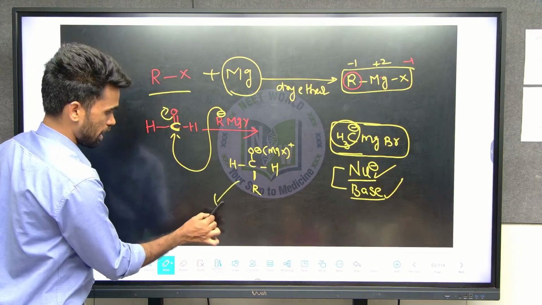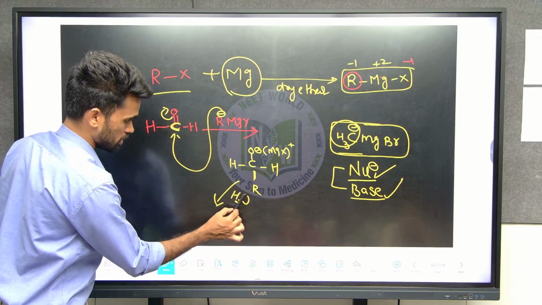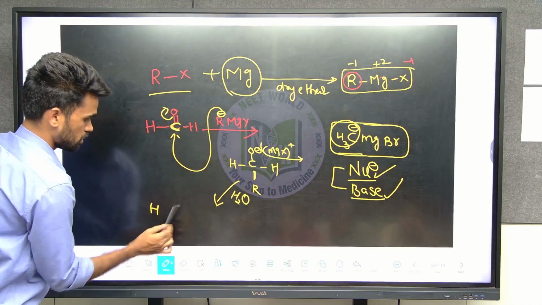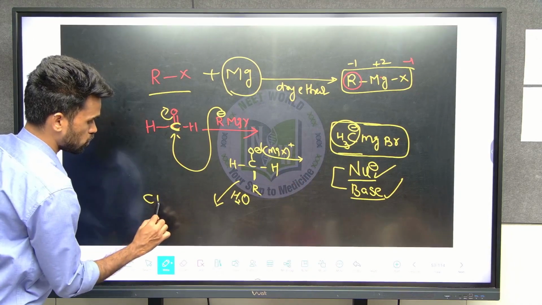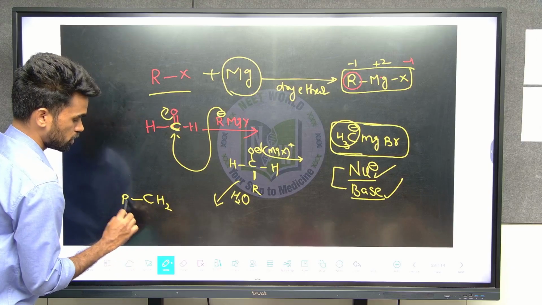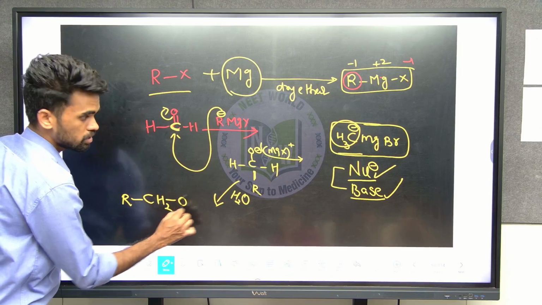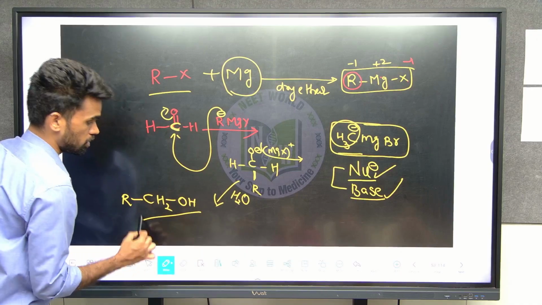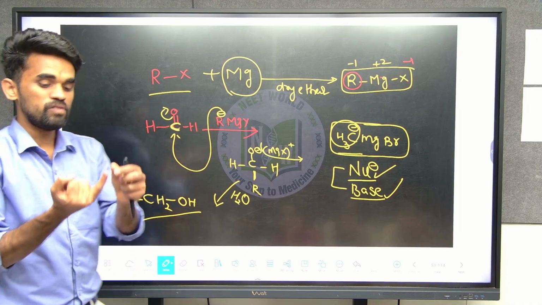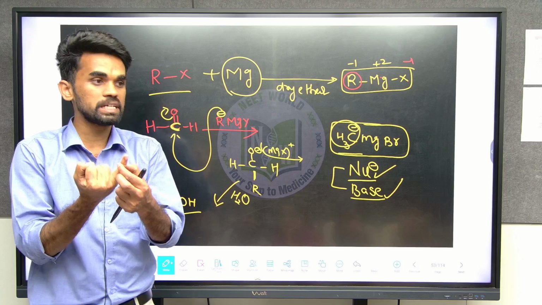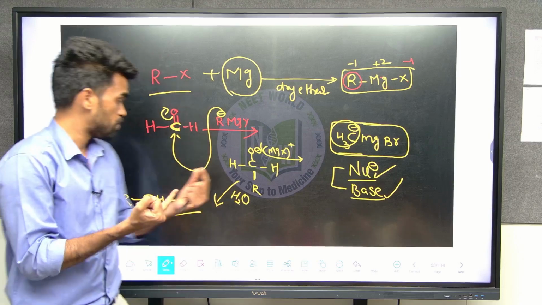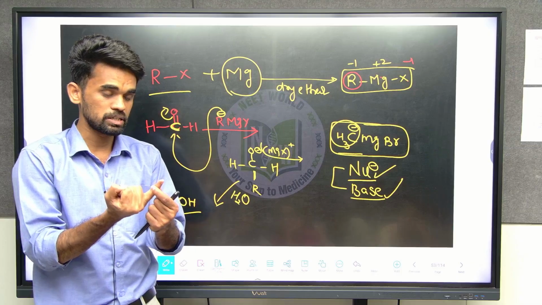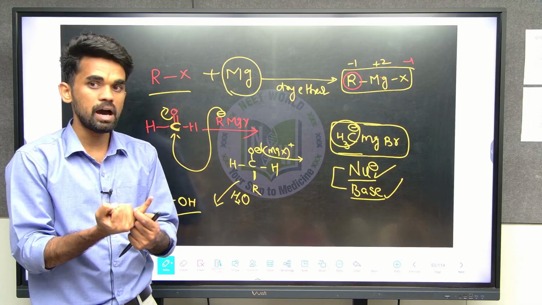Okay, this upon hydrolysis, it means you are adding water. Remove this part. Carbon with 2 hydrogens and 1 R group and 1 oxygen and hydrogen from this water. So it will convert into alcohol. So it's very simple. Formaldehyde upon treating with Grignard reagent forms primary alcohol. Once again, formaldehyde with Grignard reagent gives you primary alcohol.